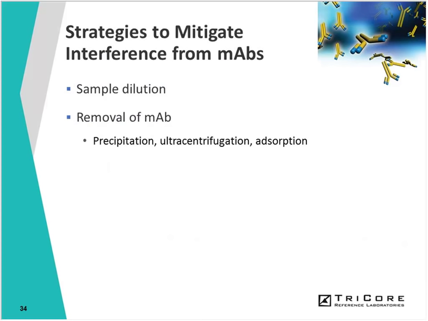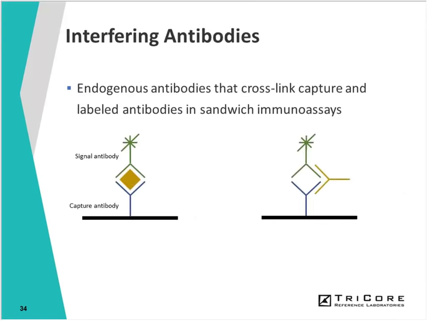Strategies to mitigate interference from monoclonal antibodies include sample dilution, because it would dilute out the concentration of the monoclonal, thereby decreasing its effect, or the need to remove the offending antibody by either precipitation, ultracentrifugation, or adsorption.